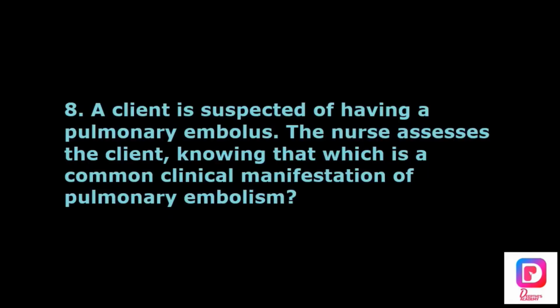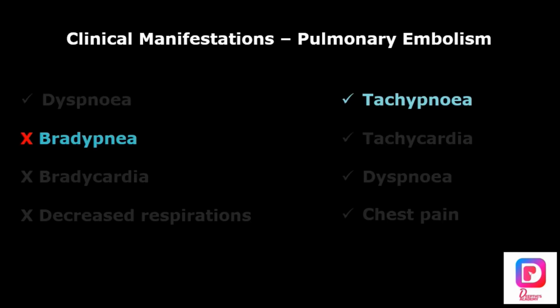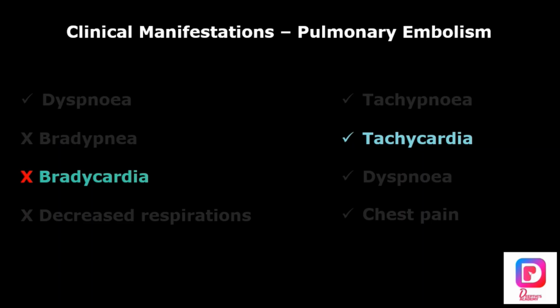Question number 8. A client is suspected of having a pulmonary embolus. The nurse assesses the client knowing that which is a common clinical manifestation of pulmonary embolism. Let's see the clinical manifestation of pulmonary embolism. In the options they say bradypnea. That is wrong. The patient will be having tachypnea, that is respiratory rate greater than the normal range. Next option, bradycardia. No, the patient will be having tachycardia, that is increased heart rate than the normal range.